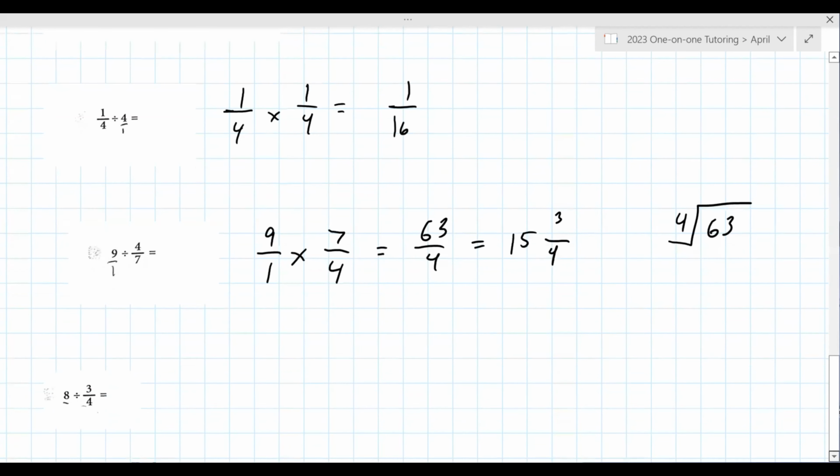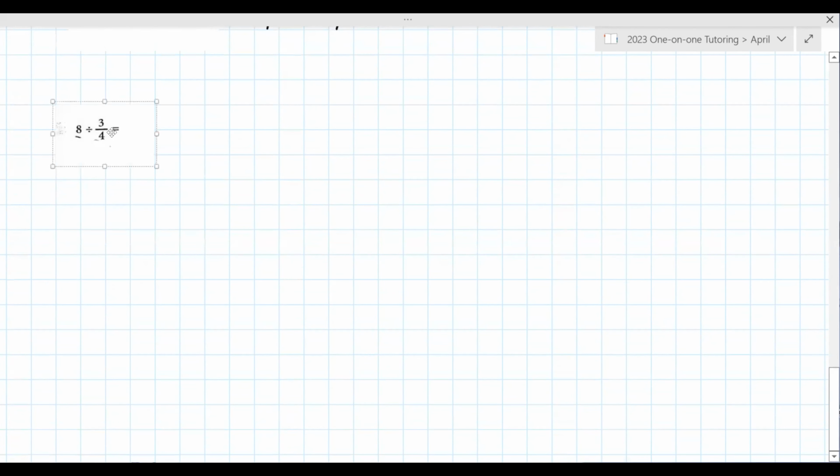All right, we're almost through it here. Almost through this page at least. So that's 8/1 times 4/3. Surprised none of these have had pre-reducing in it. Really am. Yeah.